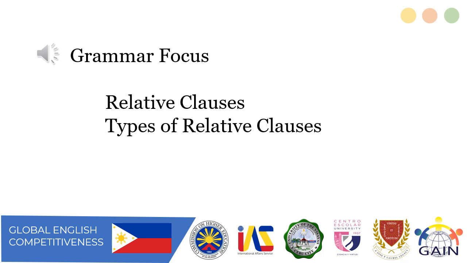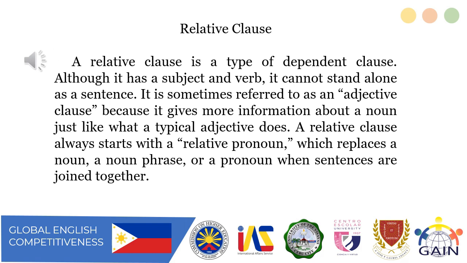Grammar focus. Using would in expressing habits in the past. Use would to express past actions or describe habits or repeated actions that happened in the past. The basic structure is subject plus would plus the base form of the verb. Again, subject plus would plus the base form of the verb.